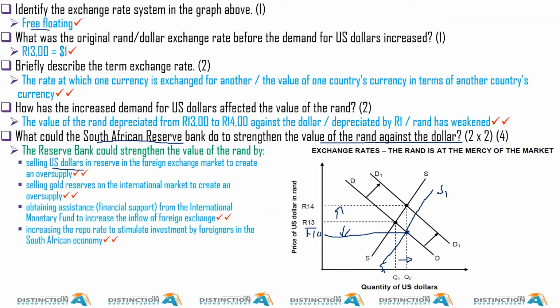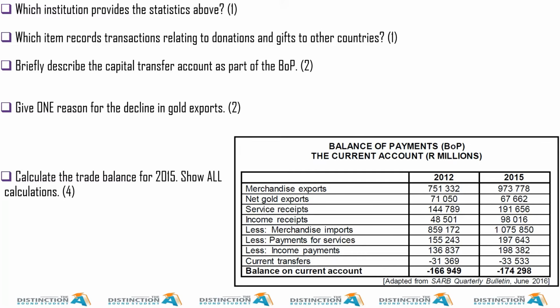So if we sell dollars we have in reserve, we're exchanging them on the open market, we're buying the South African rand. By so doing, we are creating demand for the rand, and you know what will happen? The rand will appreciate thereafter. The next one is: study the table below and answer the questions that follow.